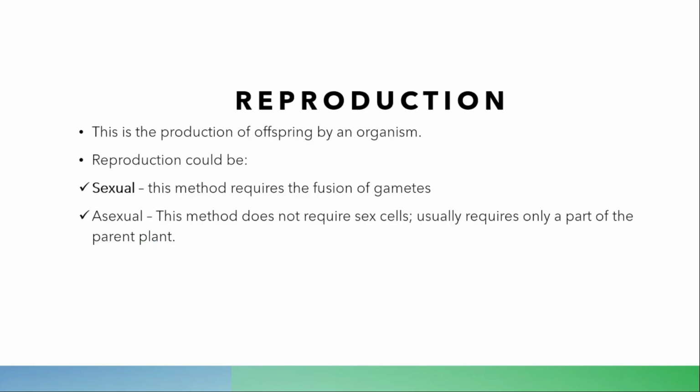Now, reproduction is the production of offspring by an organism. Reproduction could be either sexual or asexual. Now, sexual reproduction is going to require the fusion of male and female gamete, or what we call sex cell, the sperm and the egg had it been animal. Right, and then in plants now, some plants will propagate sexually, while some will propagate asexually. And of course, we remember Dolly the sheep as it relates to asexual reproduction.